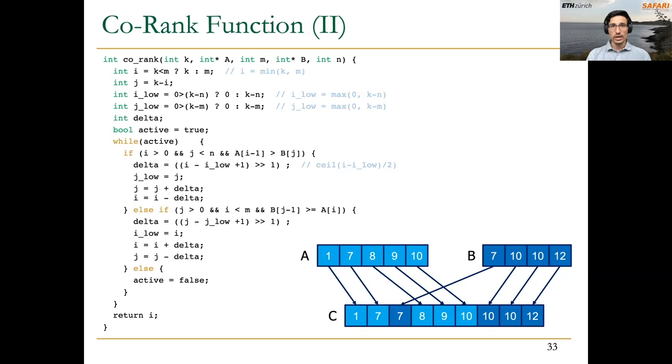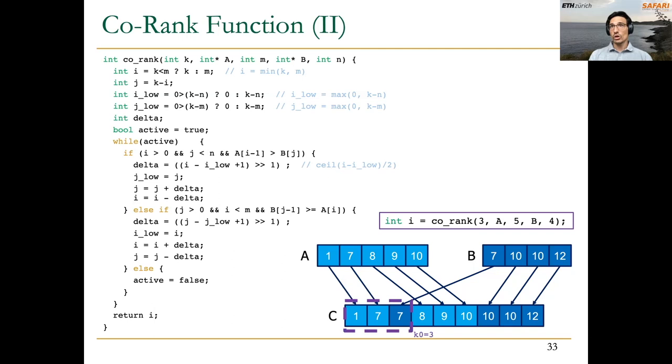Let's analyze it by using one simple example. Observe that we start by initializing i and j, and we also use two other variables, i low and j low, that are going to define the range of the inputs A and B where we are doing the search. Then there is this variable delta that we are going to use in the binary search to change the indices that we check. And then there is a Boolean active variable just to keep track of iterations and check when we have to finish the process.